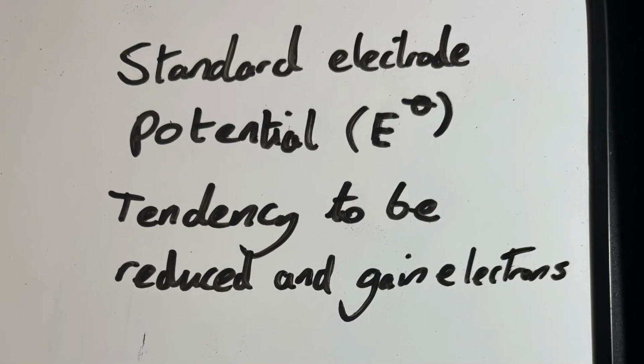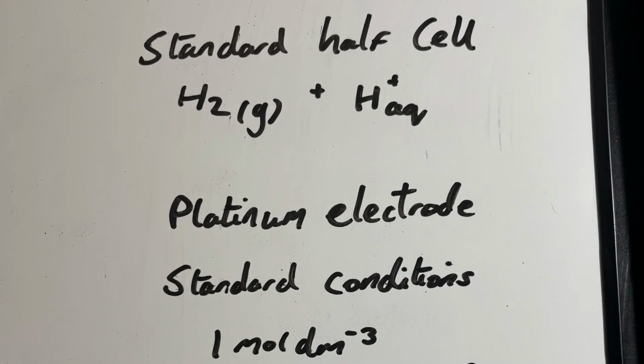Now we need to learn about standard electrode potential, which is something's tendency to be reduced and gain electrons. Which leaves us with something called a standard half cell, which is hydrogen gas dissolved in hydrogen ions. There's a platinum electrode and there are standard conditions. So solutions are in 1 mole per decimetre cubed. You're looking at 298 Kelvin and 100 kilopascals.